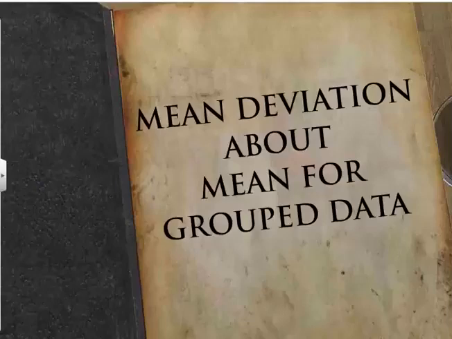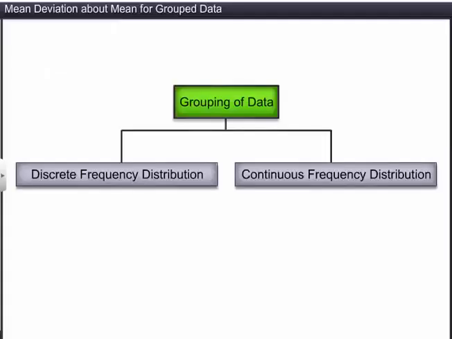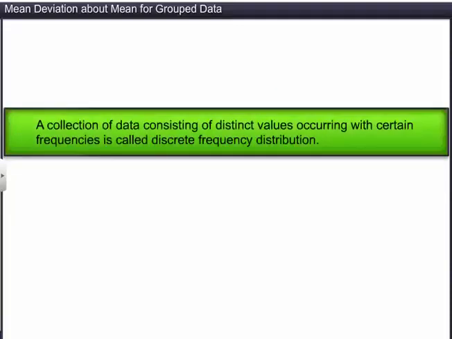In this module, you will learn to find the mean deviation about the mean for grouped data. We know that data can be grouped in two ways: discrete frequency distribution and continuous frequency distribution. A collection of data consisting of distinct values occurring with certain frequencies is called discrete frequency distribution.